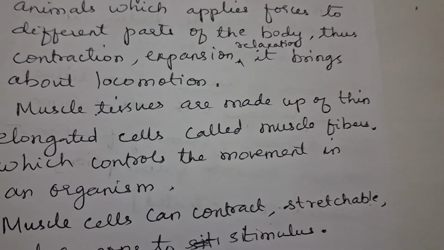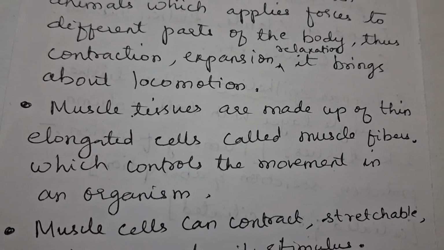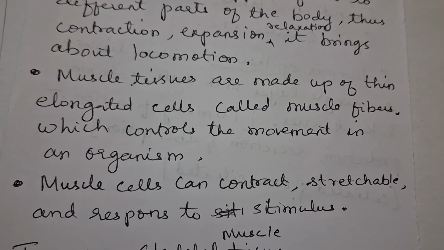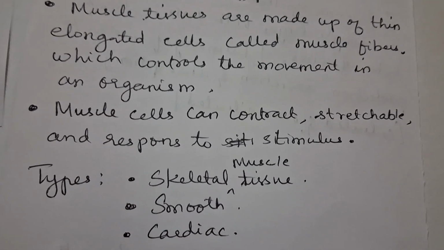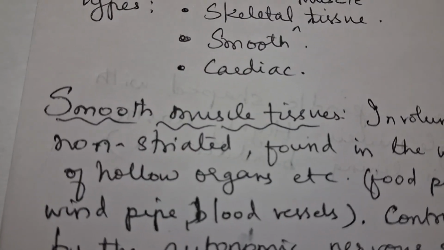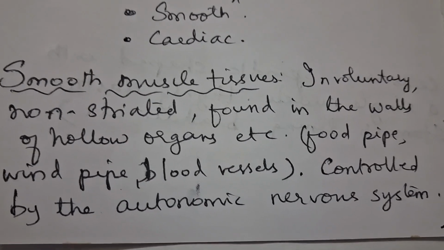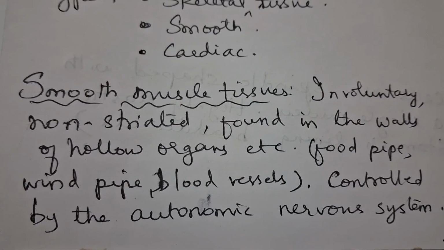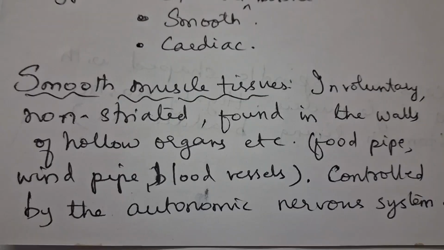Muscular tissue is made up of thin, elongated cells called muscle fibers, which control the movement of an organism. Muscle cells can contract, are stretchable and respond to stimuli. Types: skeletal muscles, smooth muscles, cardiac muscles. We already saw skeletal muscles. Now we'll see smooth muscle tissue. These are involuntary, non-striated, found in the walls of hollow organs, for example food pipe, windpipe, blood vessels, and they are controlled by the nervous system. So it is not under our control.